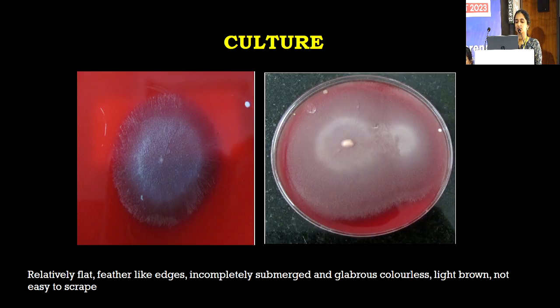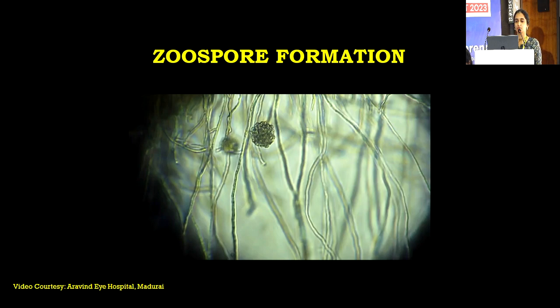Culture also has a characteristic description, that is the colonies on blood agar are relatively flat with feather-like edges. They are incompletely submerged and are glabrous. Glabrous means smooth, and the color is either colorless or light brown, and they are not easy to scrape. Then comes the zoospore formation. These zoospores are the asexual spores which can be demonstrated in the laboratory.